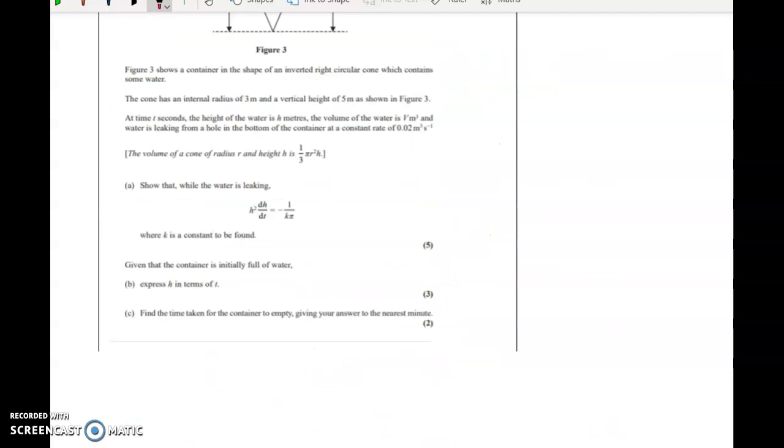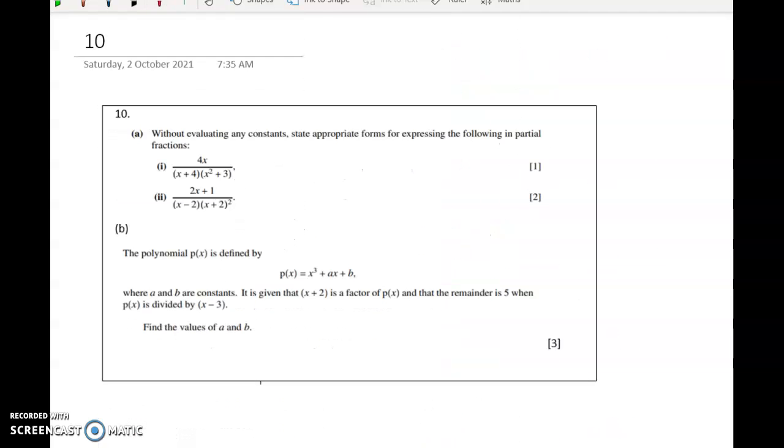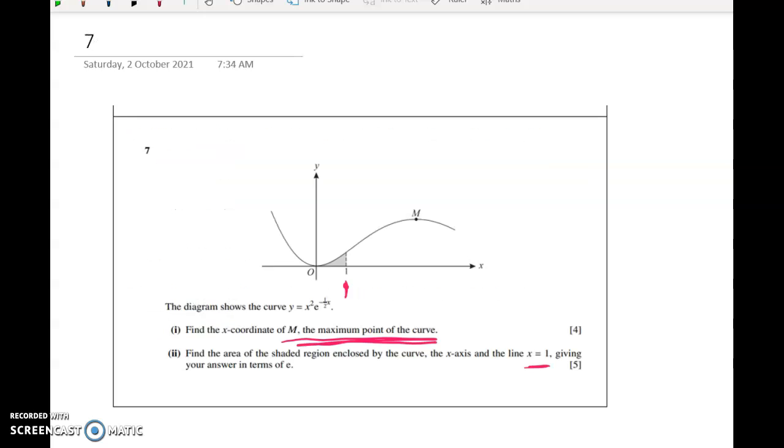Now let's just check in the question with what we were asked for. Where's question 7 gone? Oh, we just had to find the x coordinate. That's all there was to it. We didn't have to substitute it back in. Right, and then the next one we have to integrate.